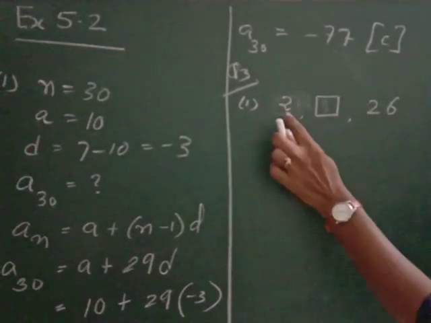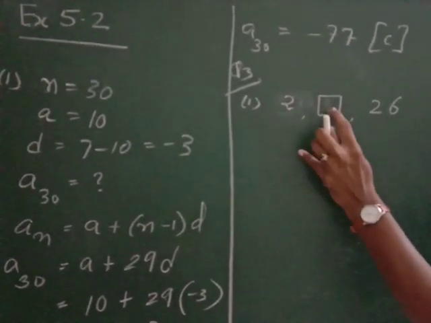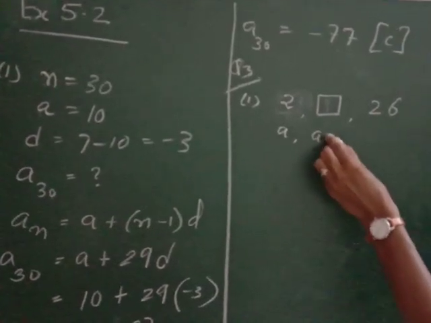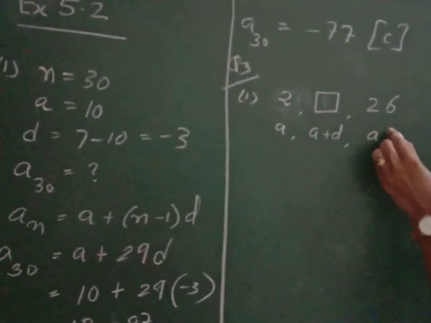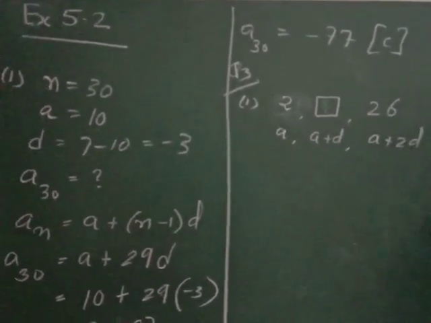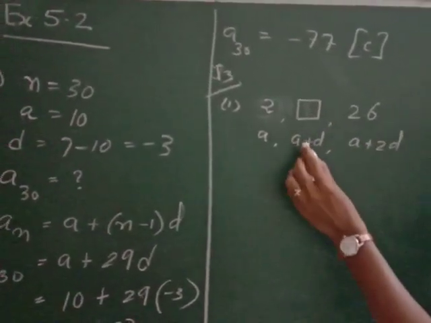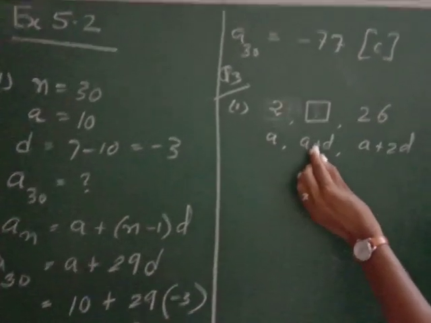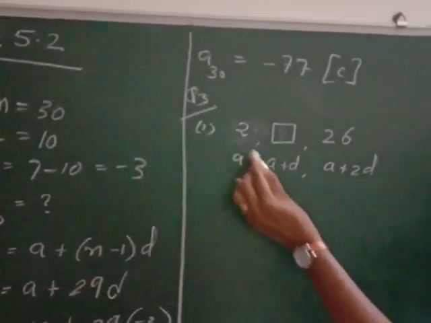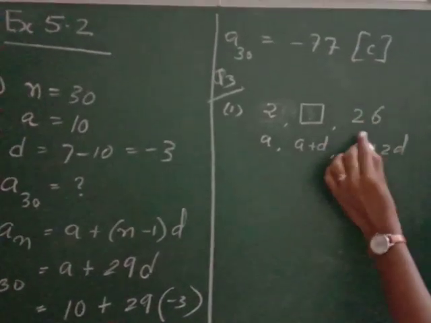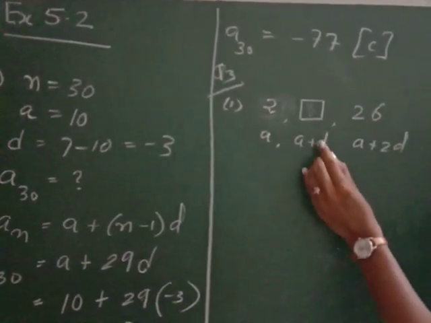Now here the first term is known to us. If I want to find the second term, this is actually A. Second term will be A plus D. Third term will be A plus 2D and so on. We have to find only the second term. So we know that the second term is A plus D. A is already known to me, which is 2. But D I do not know. So by using this, I will find the value of D.